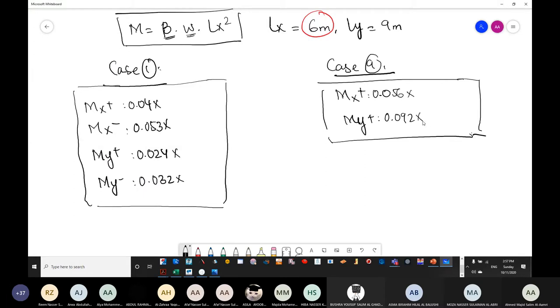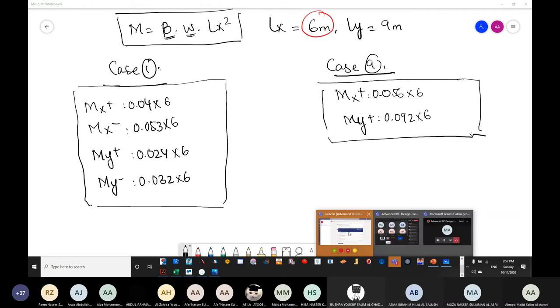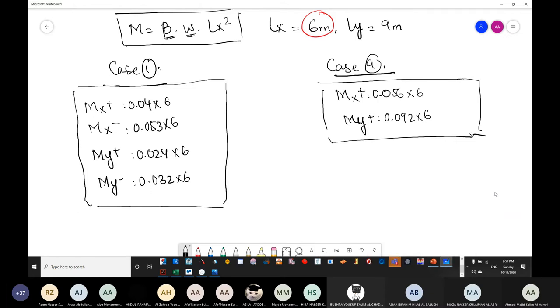Now we have got the coefficients. We have got Lx. Remaining is W. Are we okay till now? Are we fine? Sir, the x should be squared too. We'll come to it. The square? Okay. We're fine?